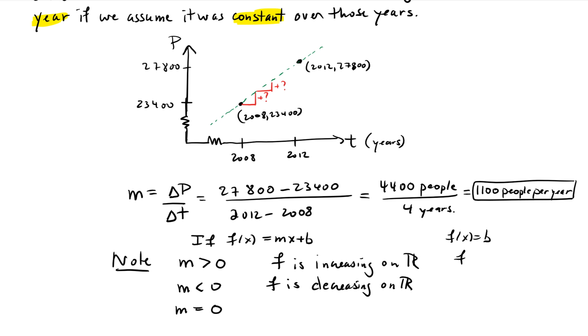So in other words, let's look at an example. f of x equals 4. No matter what the x is, the y value would be 4 all the time, right? So it would be 4, 4, 4, 4 all the time. So f is constant when you've got a slope that's 0.